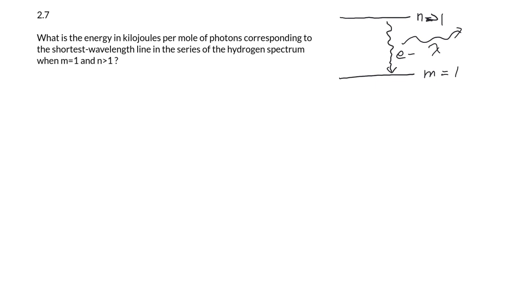Now, the question is twofold. First, they want to know what the shortest possible wavelength that can be emitted is. Well, whenever you see the shortest or longest in a question, you know you're going to extremes, right? You're going to be like Billy Joel and go to extremes. Well, the extreme is going to be generated when n is equal to infinity and m is equal to 1.